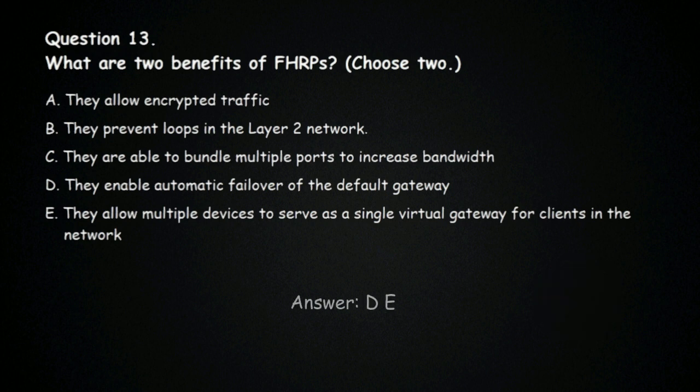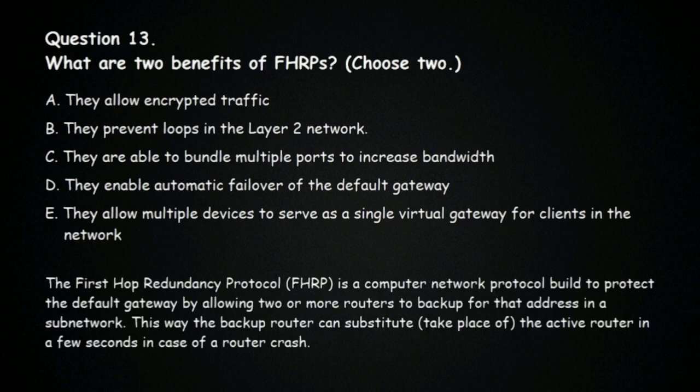Correct answer is D and E. D. They enable automatic failover of the default gateway. E. They allow multiple devices to serve as a single virtual gateway for clients in the network. The first hop redundancy protocol, FHRP, is a computer network protocol built to protect the default gateway by allowing two or more routers to back up that address in a subnetwork. This way, the backup router can take the place of the active router in a few seconds in case of a router crash.